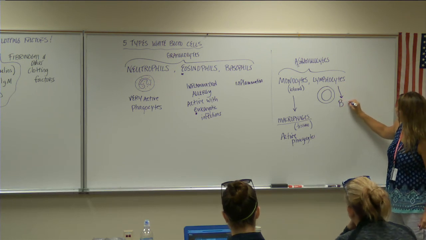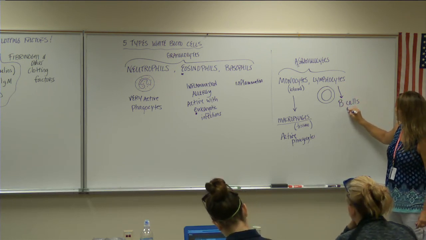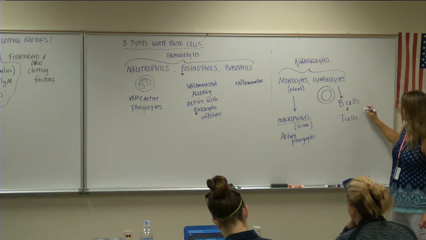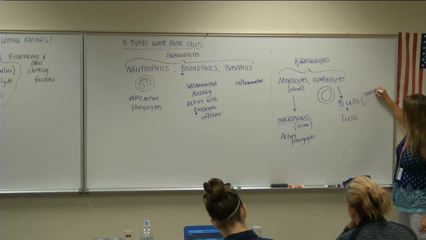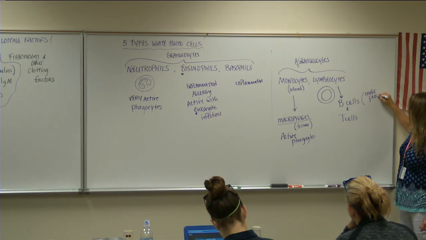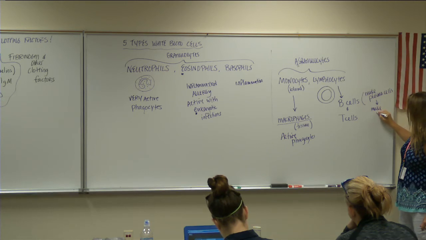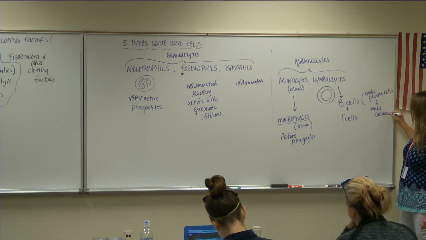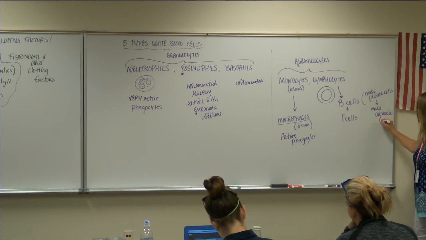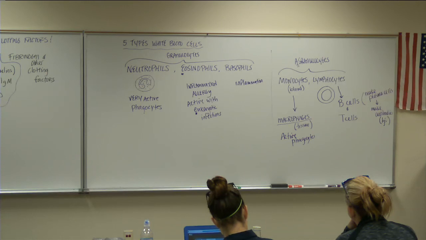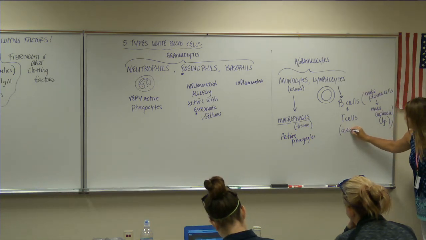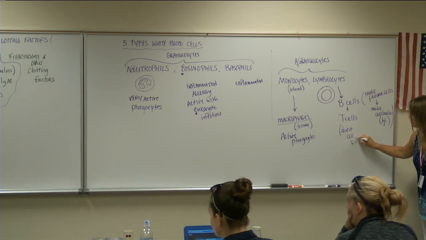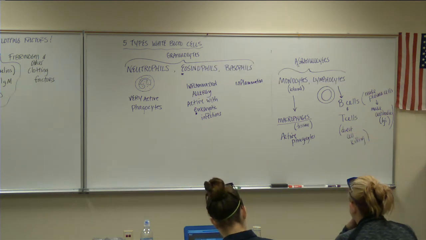Lymphocytes, again, we have our B cells and our T cells. B cells make plasma cells, which make antibodies or immunoglobulins. Your T cells, you're looking at direct cell killing.